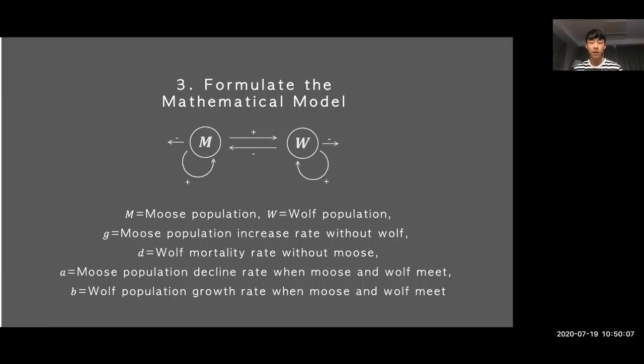B, on the other hand, is the wolf population growth rate when moose and wolf meet. All of these variables are going to be constants, and you can get these from empirical data.